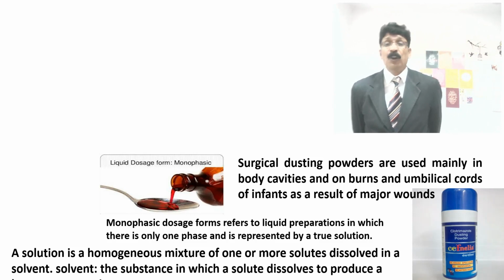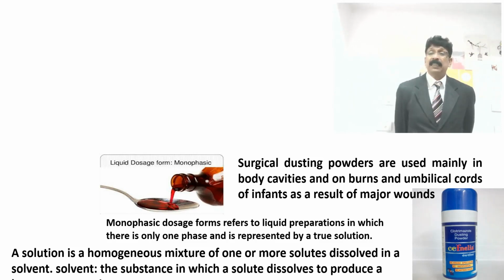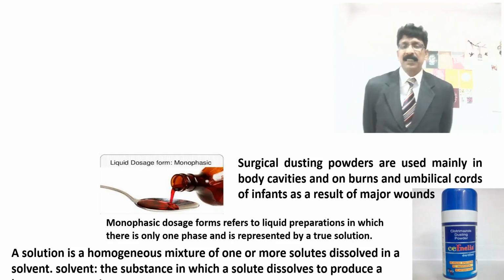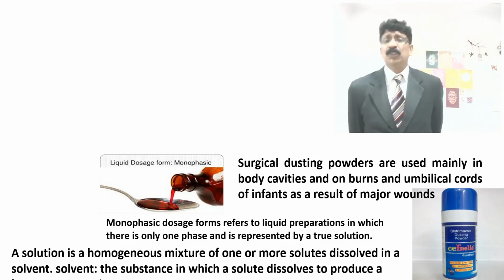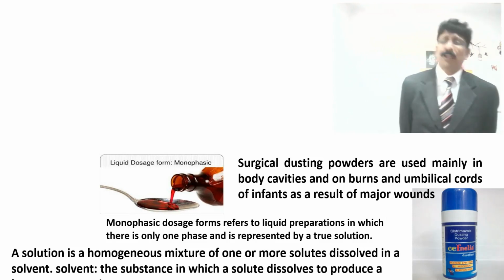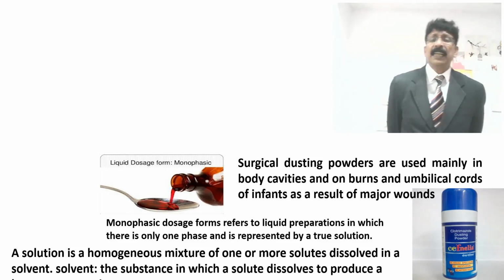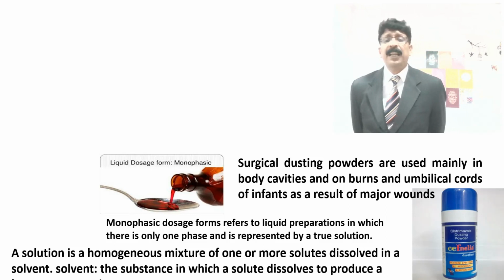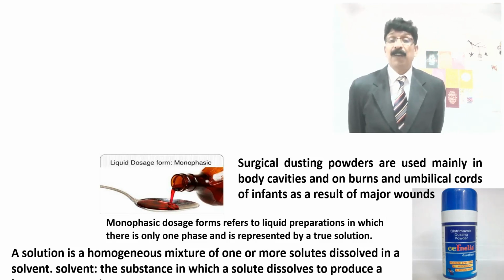You know that biphasic, like emulsion and suspension, are the most important pharmaceutical preparations. But monophasic means solutions, where the solute is completely soluble. And surgical dusting powders are also used mainly for body cavities, burns, and umbilical cords, and in infants, in major wounds.